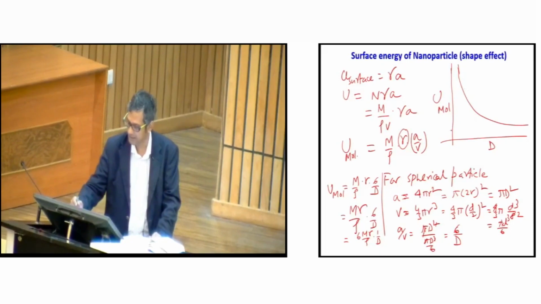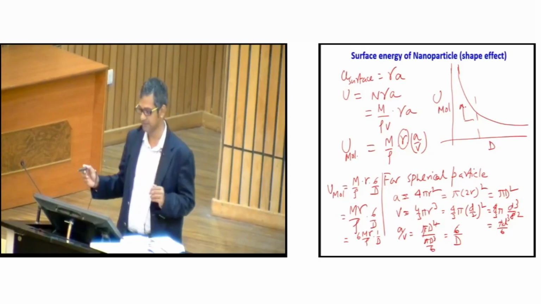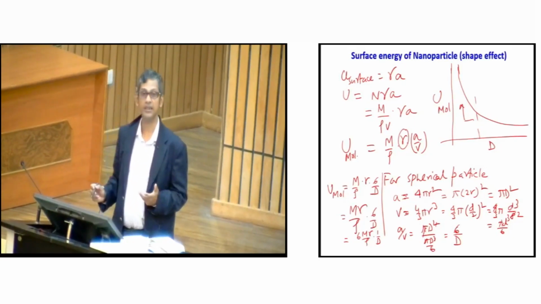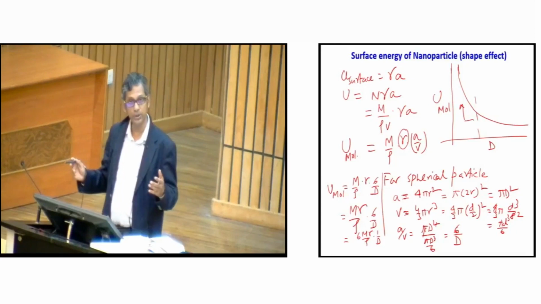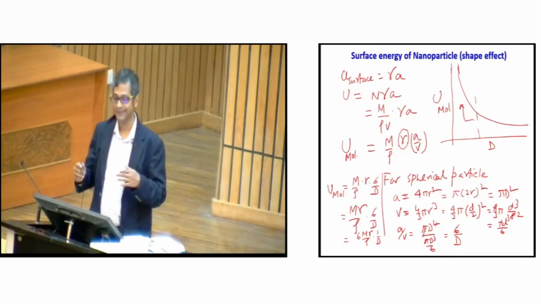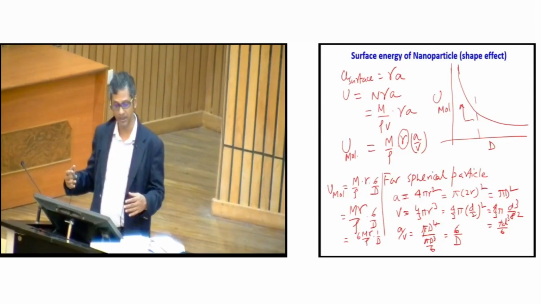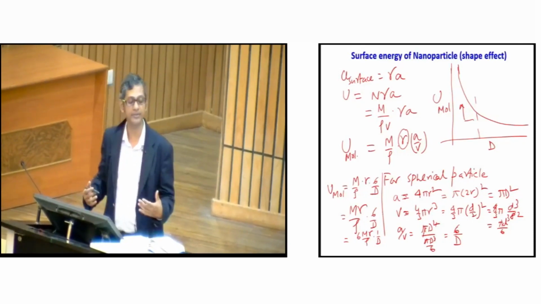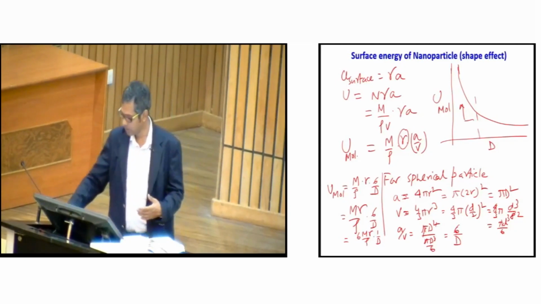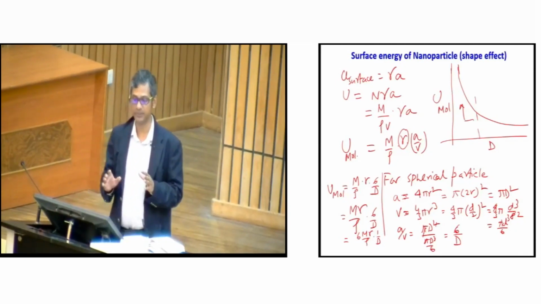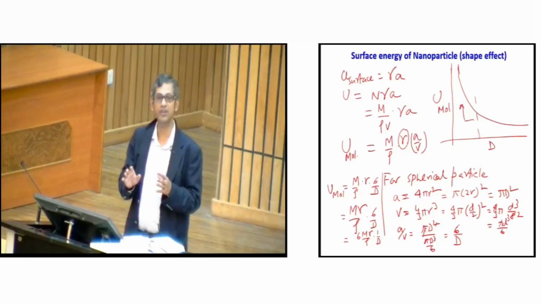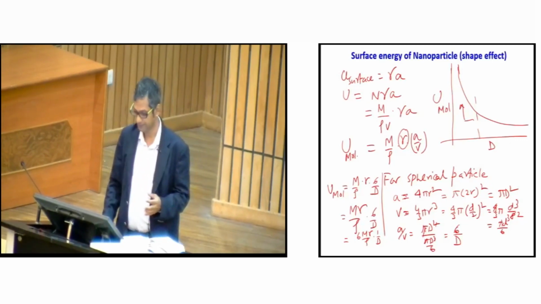So, you can clearly see after a certain size, surface energy increases rapidly as a function of particle diameter. If you reduce the particle diameter, surface energy will rapidly rise. Don't say exponentially, that is not the correct language, rapidly will rise. Okay, so that is the basic concepts of surface energy from the perspective of surface area.